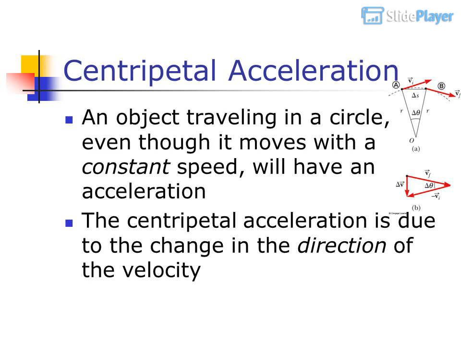Centripetal acceleration. An object traveling in a circle, even though it moves with a constant speed, will have an acceleration. The centripetal acceleration is due to the change in the direction of the velocity.